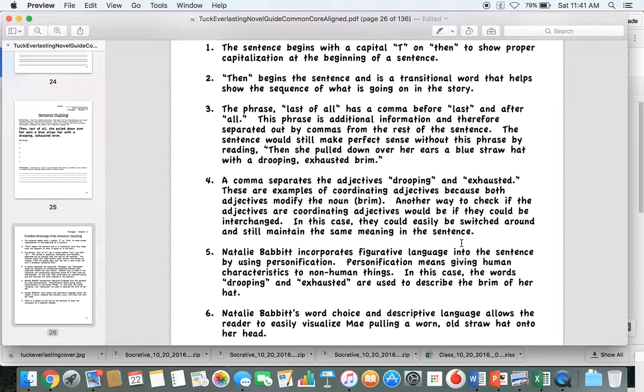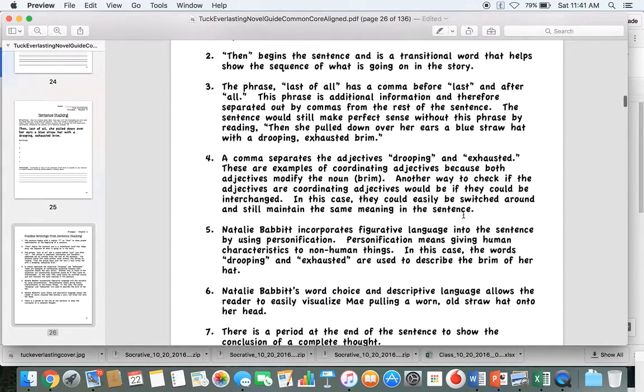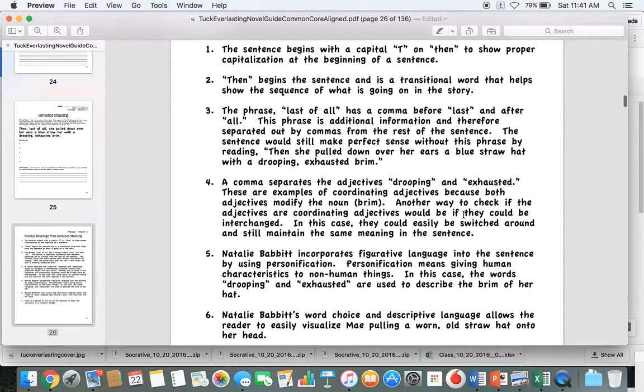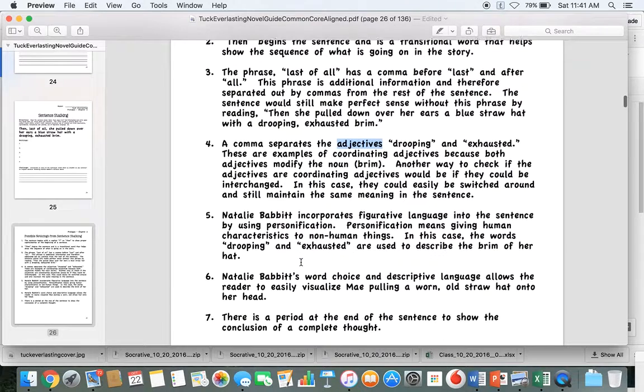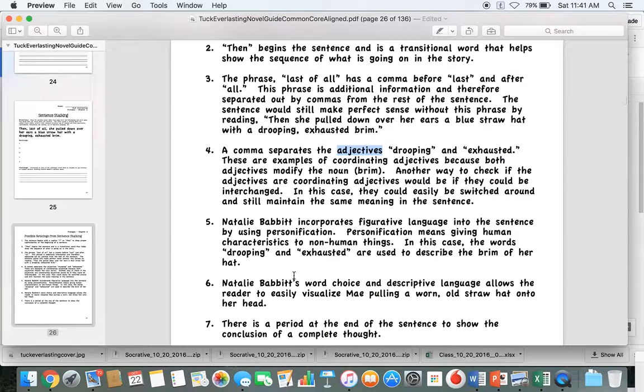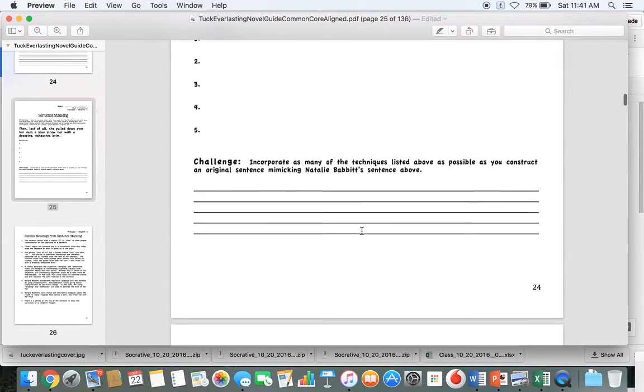Now, you don't want to use these verbatim, right? You don't want to copy. But if you need an idea on what this looks like, here's an idea. So the sentence begins with a capital T to show capitalization. There's a transitional word at the beginning of the sentence. It talks a lot about commas. Are they using adjectives like drooping and exhausted? So you're just looking at this sentence and writing as much as you can about what you notice in the sentence: grammar, adjectives, punctuation, things like that.